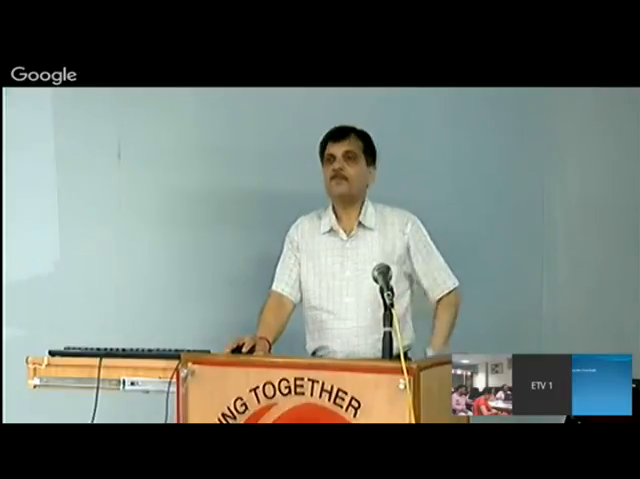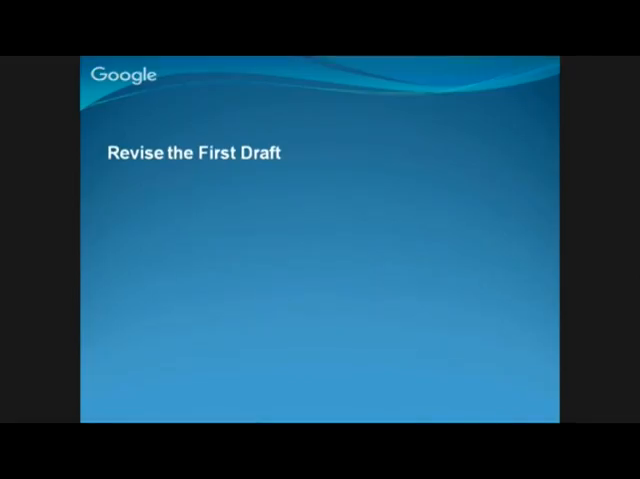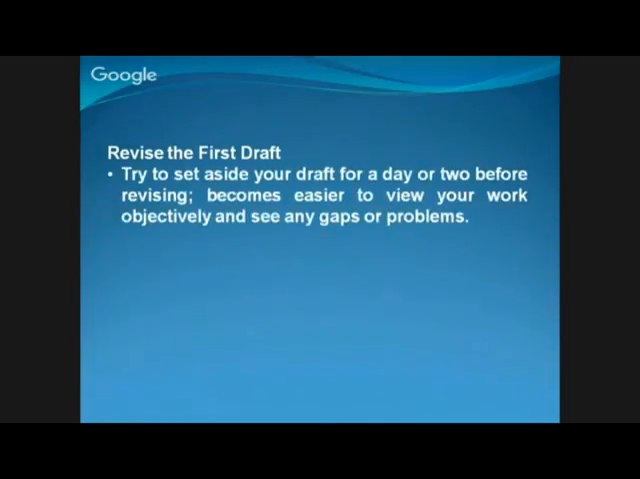Now the first draft is ready. You need to revise the first draft. So what are the do's and don'ts? First is, keep that draft aside for some period of time, because if you start reading it immediately, you will not be able to find any error.